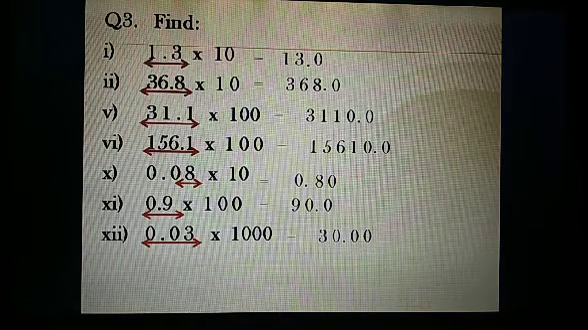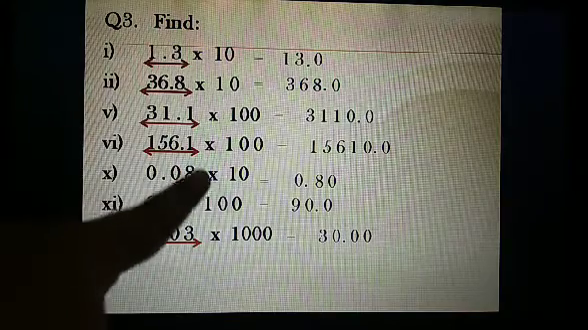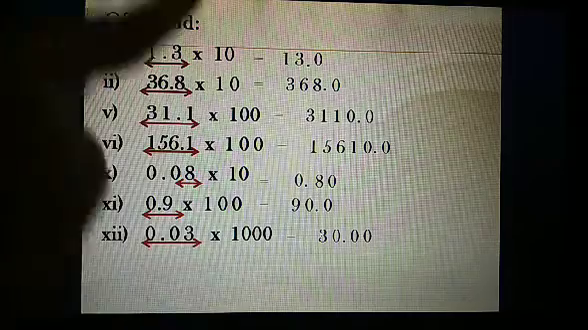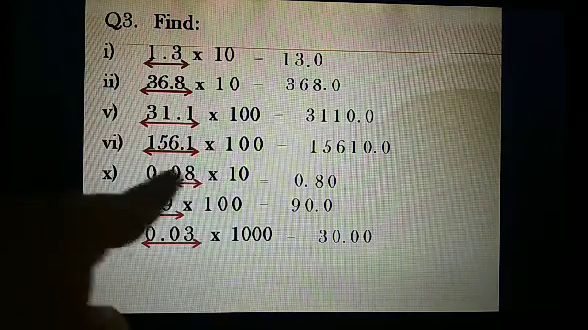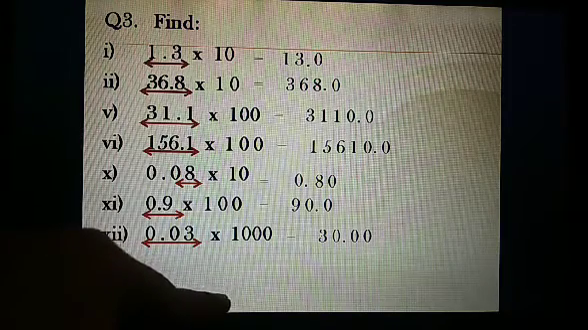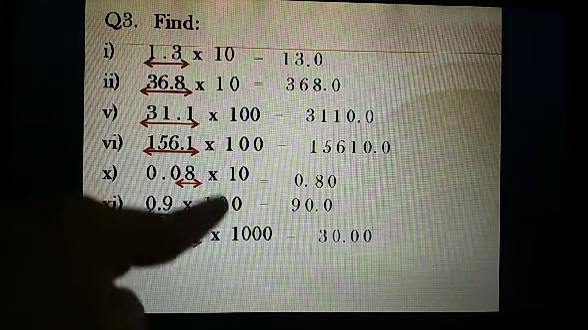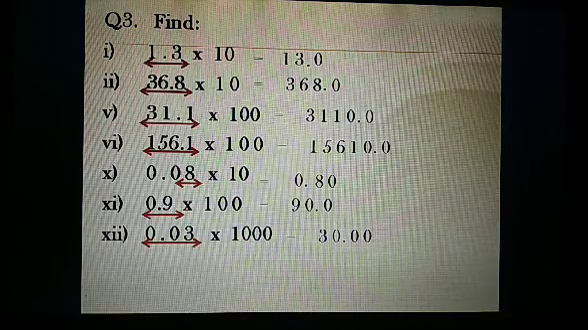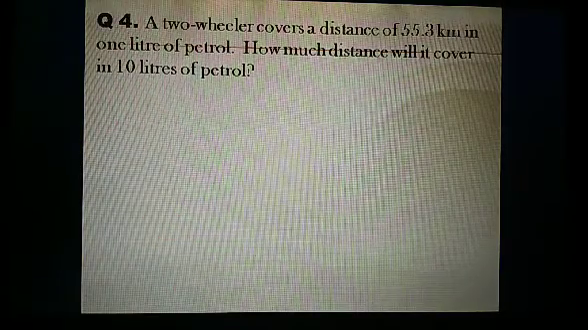I hope the concept is clear. Either you will multiply the number by the multiple of 10 and then place the dot, or as per the number of zeros, just shift the dot towards the right as many places as there are zeros. Now, moving to the next category.